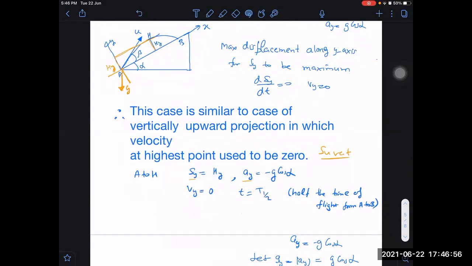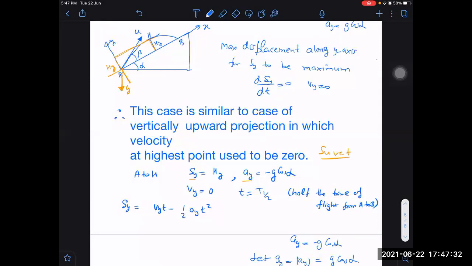Next, in order to obtain this, what formula can I use? Sy is equal to Uy into t plus half of Ay into t square. No, I will prefer something better than that. Can I write Vy t minus half Ay t square, because Vy is 0 only? That will be easier, I think. Yes, sir, I will prefer that one: Vy into t minus half of Ay into t square. That will give me the answer very easily, because Vy is 0.